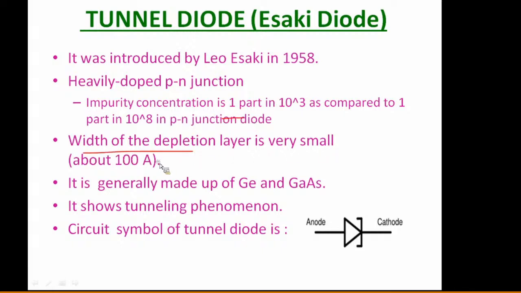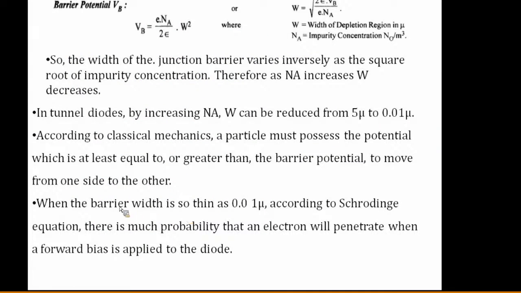At the same time, the width of the depletion region is very, very small. It is generally made up of germanium and gallium arsenide. It shows the tunneling phenomenon. Now, we'll explain the same thing. If this slide is clear, the complete tunnel diode is going to be clear.